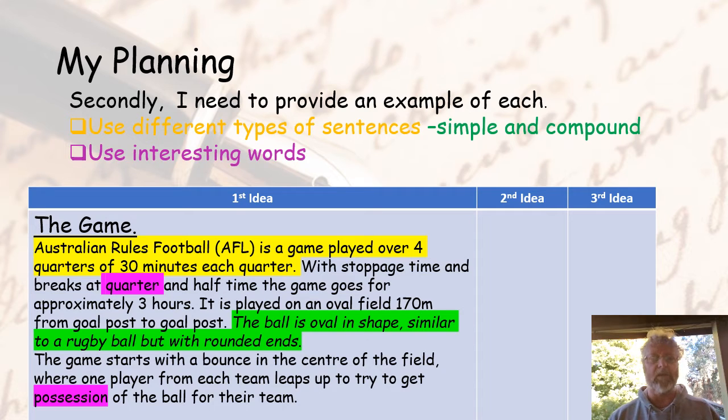We skip along a little bit and we read my sentence that is highlighted in green. The ball is oval in shape, similar to a rugby ball, but with rounded ends. This is where I used a different type of sentence. It's not a short sentence or a long sentence, it's what's called a complex sentence because I've used a comma in the middle. You might want to use compound sentences, joining them with and or but. You know all the compound sentences and the joins because we've done them in class. The bits that I've highlighted in purple are my interesting words, words like quarter and possession. These are technical words that we use to help make our writing more interesting.